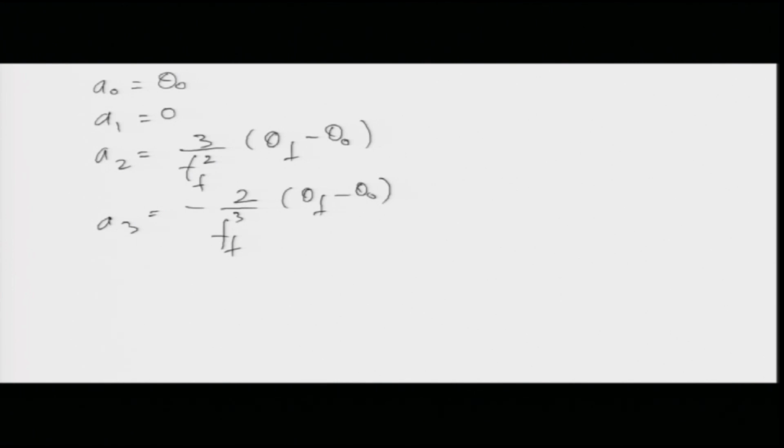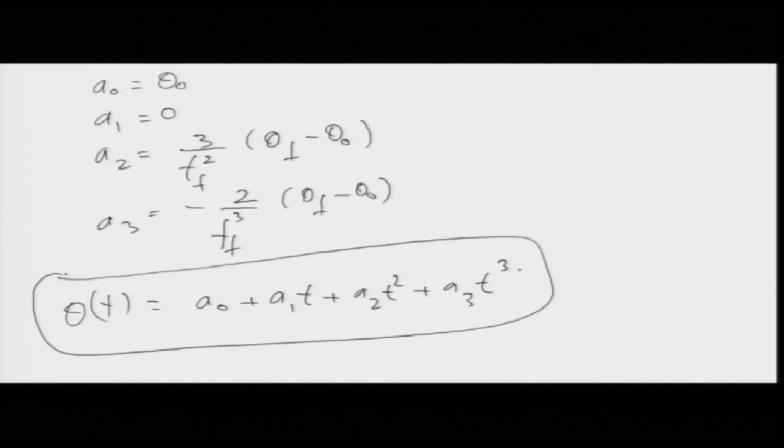So, we have found A naught, A 1, A 2, A 3, and my cubic spline equation was theta is equal to A naught plus A 1 t plus A 2 t squared plus A 3 t cubed. Okay. So, this is my main cubic polynomial equation, which is basically my trajectory.